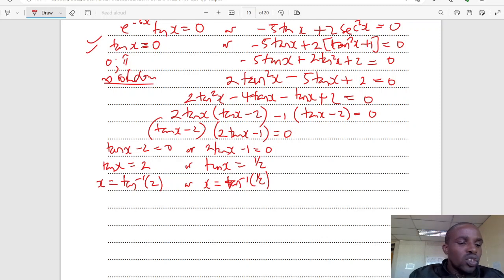So you can say arctan 2 in degrees is 63.4, to 1 decimal place, then arctan half you get 26.6.